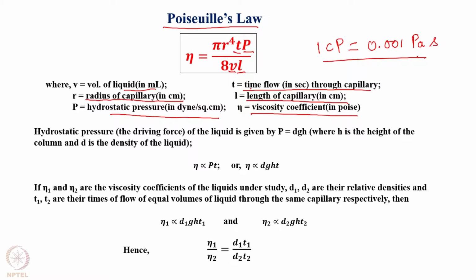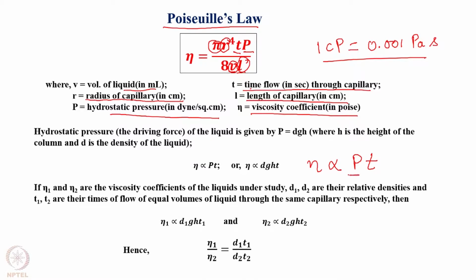Since we are using an Ostwald viscometer and the liquids, one is the reference liquid and the other liquid under observation, are flowing through the same capillary, therefore the values of r, which is the radius of the capillary, the value of L, which is the length of the capillary, and the value of pi and the volume are constant. Therefore, eta is directly proportional to the value of P, which is the pressure, and the time of flow.